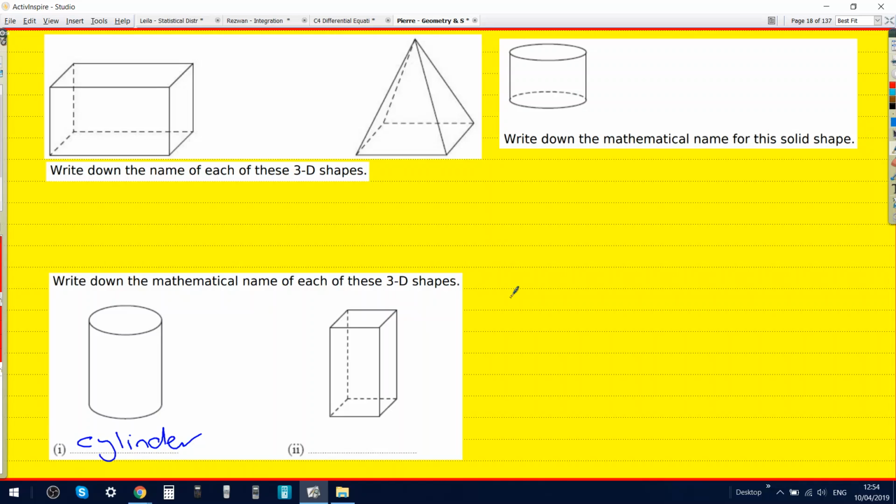A cube is like a square. But these are rectangular. They're not cubes, are they? No. Similar idea though. Cube. This is called a cuboid. Cuboid. All right.